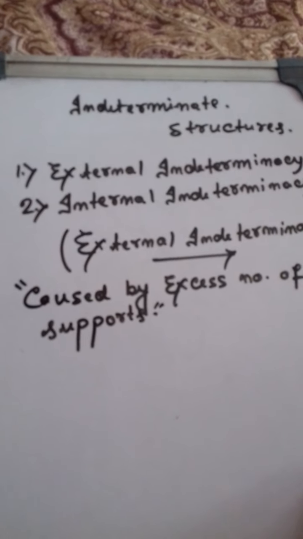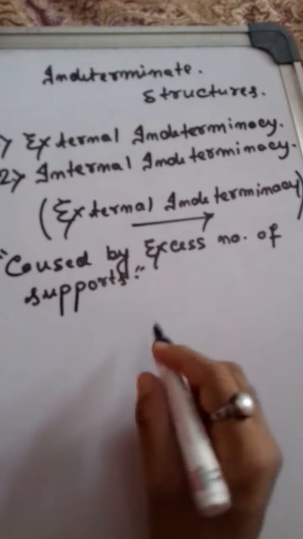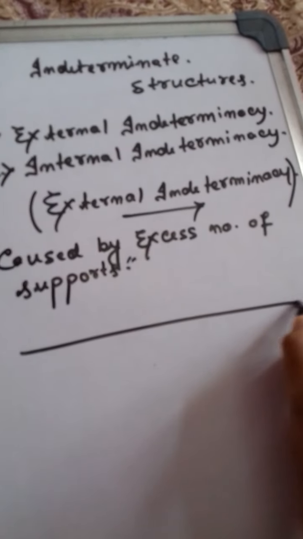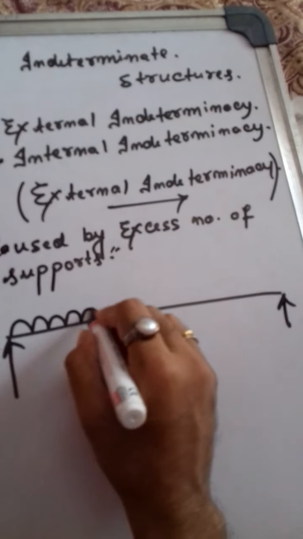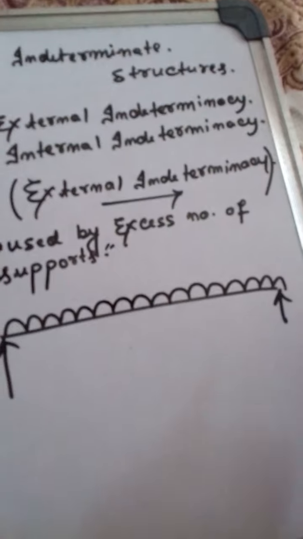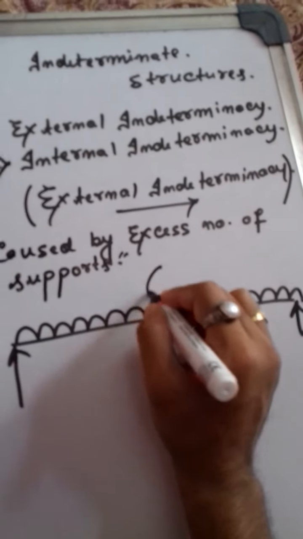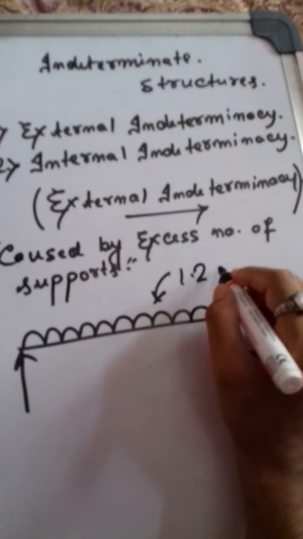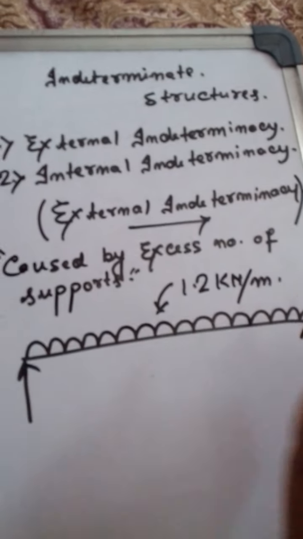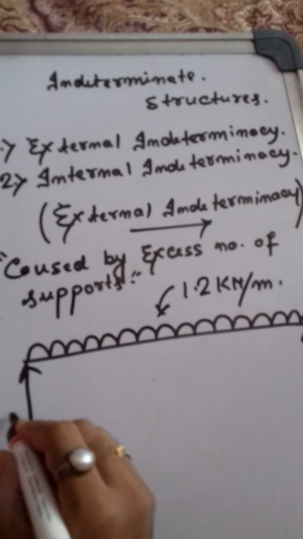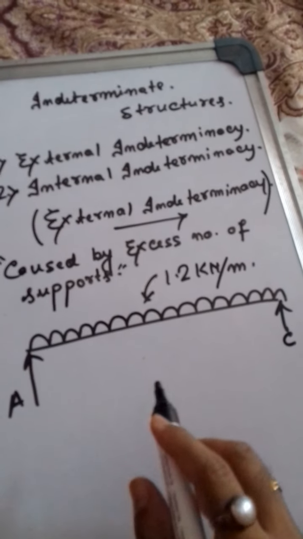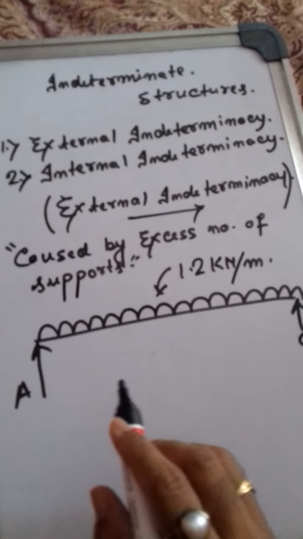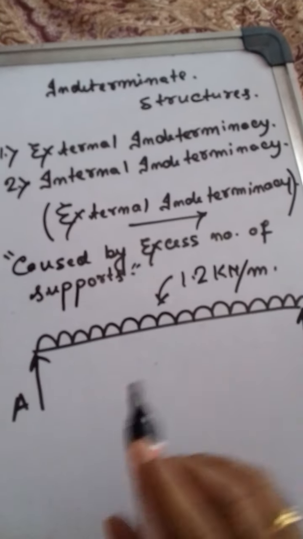Let us take an example. Suppose this is a beam which is having a UDL. Let us take that the magnitude of UDL is 1.2 kilonewton per meter. Clear? Now suppose there are supports A and C. Now see, to keep this beam in equilibrium, suppose supports A and C are sufficient. You don't need any more support.